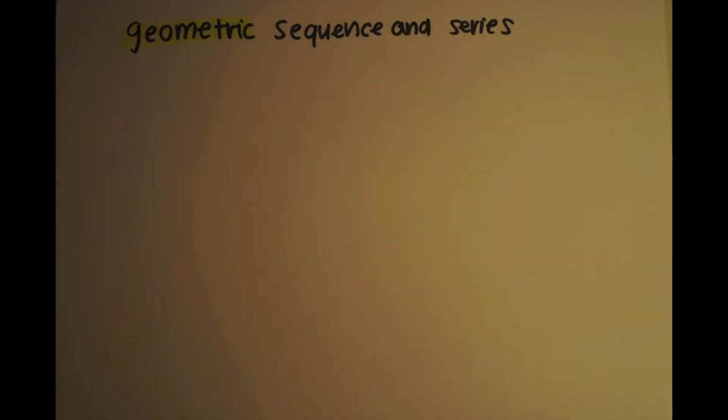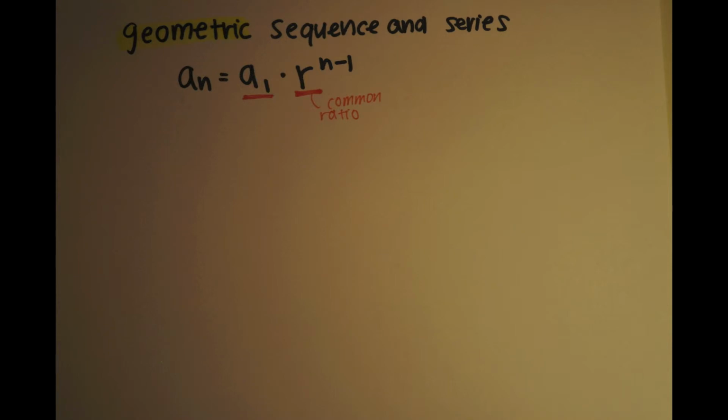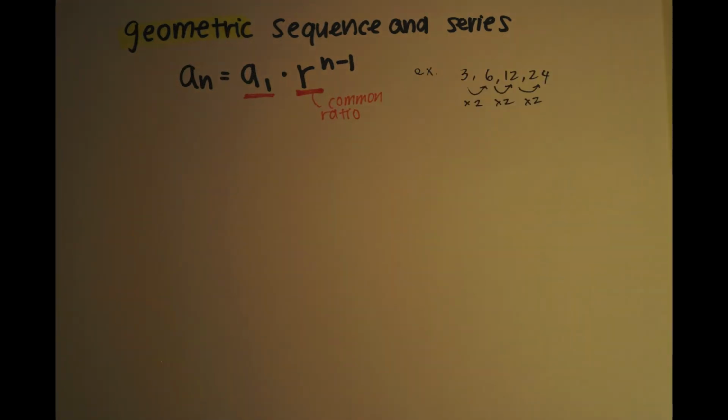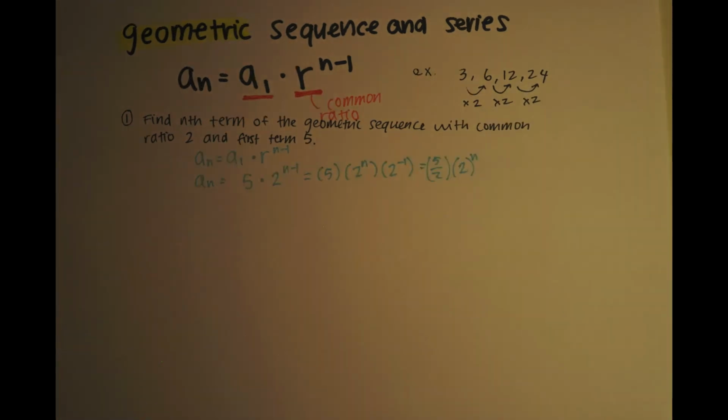This is the geometric a sub n formula. R stands for the common ratio, which is the number you multiply or divide by to get the next term. So find the nth term of the geometric sequence with common ratio 2 and first term 5. Just like the first question we encountered, we plug in the given numbers.